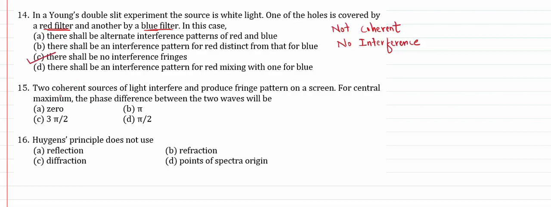Next, 15th, two coherent sources of light interfere and produce a fringe pattern on a screen. For central maximum, the phase difference: for central maximum always the phase difference will be 0. Phase difference is 0. 16th, Huygens principle does not use points of spectra origin.